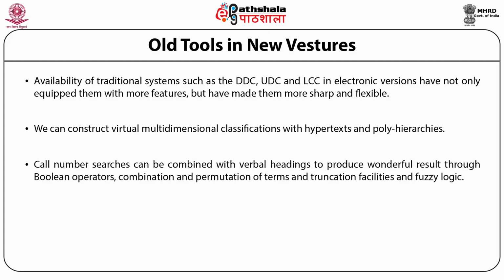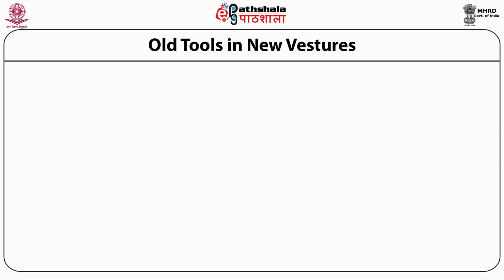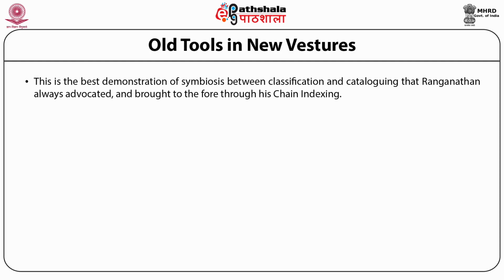Call number searches can be combined with verbal headings to produce wonderful results through Boolean operators, combination and permutation of terms, truncation facilities, and fuzzy logic. Already, the WebDB and classification web of the Library of Congress have a feature of class numbers mapped to subject headings.